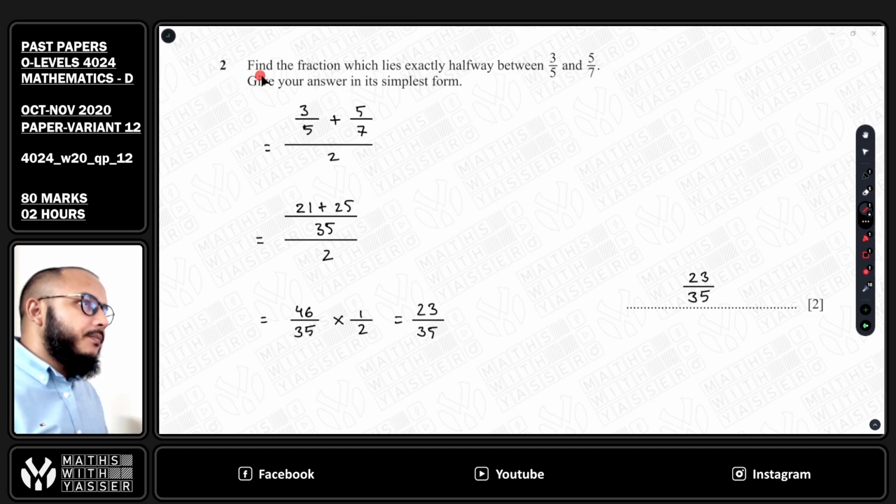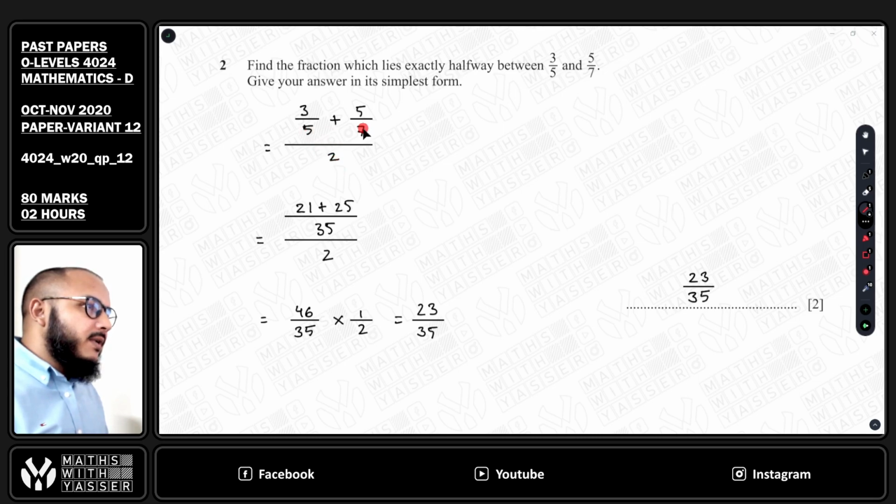Question number 2. Find the fraction which lies exactly halfway between 3 over 5 and 5 over 7. And we need to give our answer in its simplest form. So since it says exactly halfway, that means we need to add these numbers and divide it by 2. So 3 over 5 plus 5 over 7 over 2.